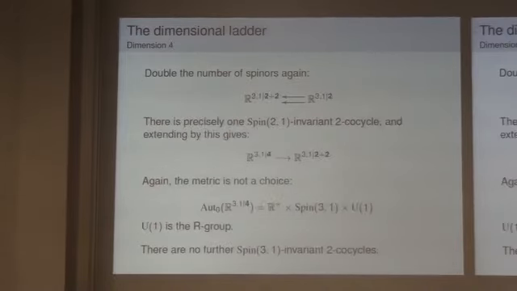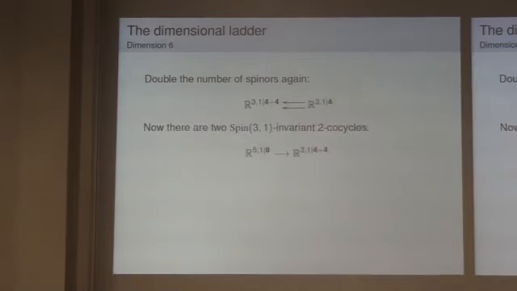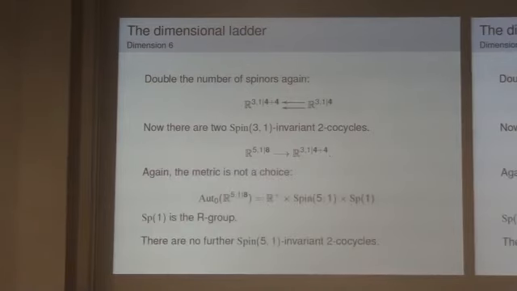So, where were we? Now we're at four dimensions. There are no additional two-cocycles that are invariant under the spin group. So we can double the number of spinors again to improve our supply of two-cocycles. And now there are exactly two spin-invariant two-cocycles. Surprise, there is more than one. So I get to six-dimensional super spacetime. And again, this metric with its signature is not a choice, although the scale is a choice.